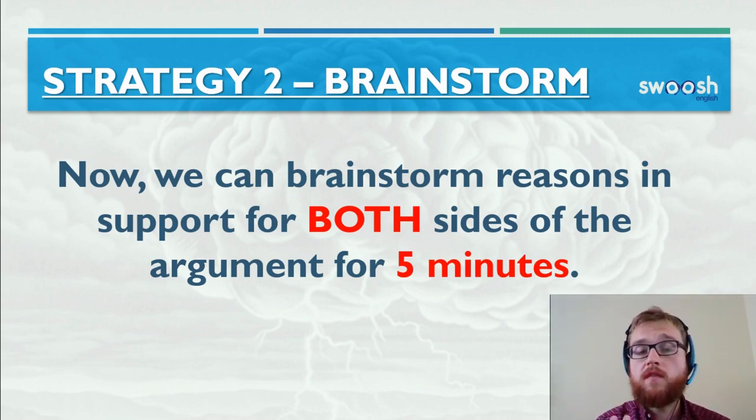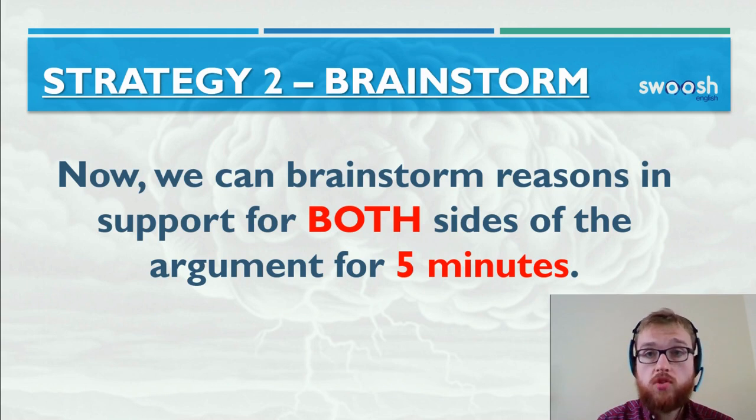So, following on from identifying our essay focus, our topic of ideas, as well as our own opinion, we can now start to brainstorm reasons in support for both sides of the argument for approximately 5 minutes maximum. You might want to spend less on this if you already know exactly what you're thinking and what you're going to argue about, but it's a good idea to spend this time formulating our ideas in order to continue with our essay.